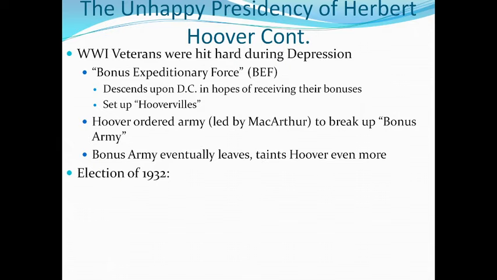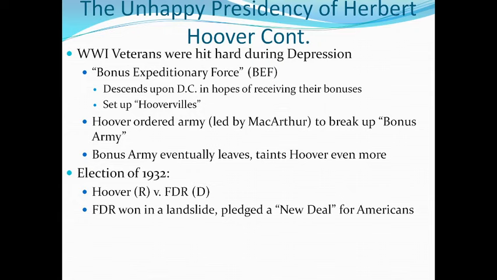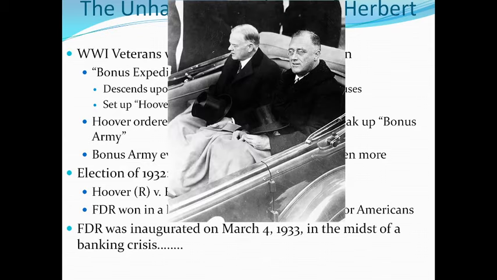Then that segues into the election of 1932, and we have Hoover running again on the Republican side versus FDR for the Democratic side, and you guys all know how that turns out. FDR wins in a landslide, and in a similar way to how President Theodore Roosevelt, if you remember, ran under a Square Deal plan, Taft ran under Dollar Diplomacy, Wilson ran under New Freedom, FDR will run under something called the New Deal for Americans. So he promises this New Deal for Americans. He promises that he will be the one to save the Americans from this crisis.